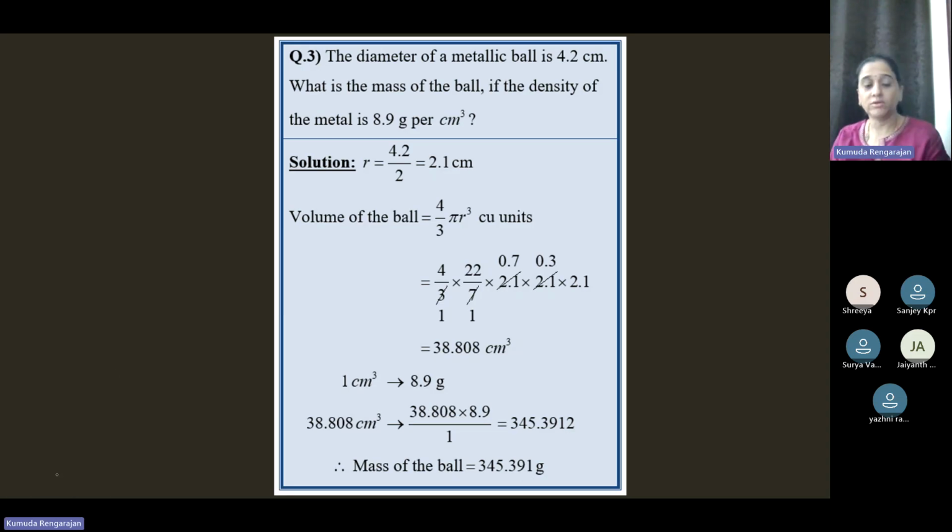You don't have to convert that to kilograms because it's 345 grams. It's less than 1000 grams, so you leave it in grams. If it's more than 1000 grams, you have to convert it to kilograms. This is only 345 grams, so leave it like that.